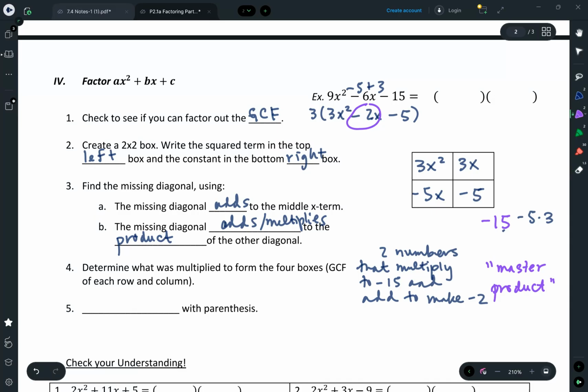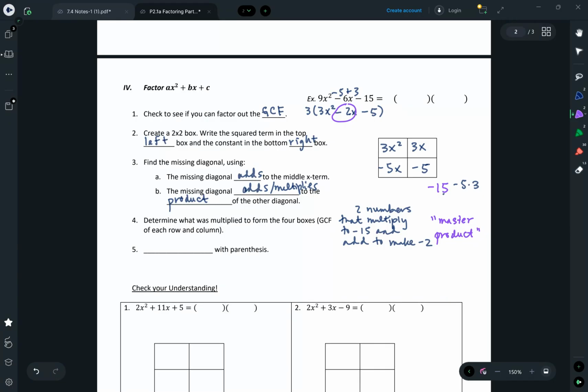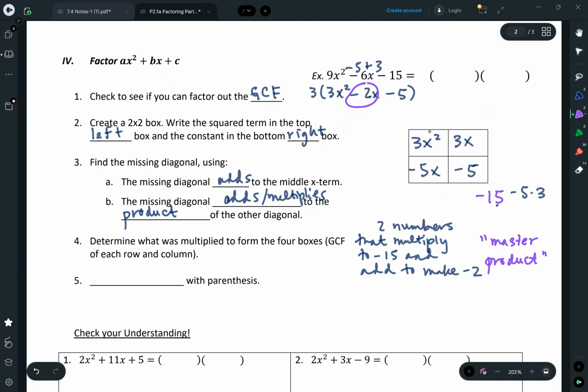Okay, now I want to find the factors. And the way I do that is I look at my rows and columns and I find greatest common factors. So first I want to look at this row, 3x squared and 3x, and think about what those have in common. Well, they have a common factor of 3 and an x, so I'm going to write a 3x out in front.